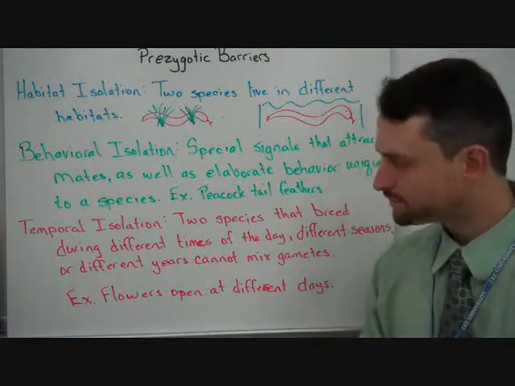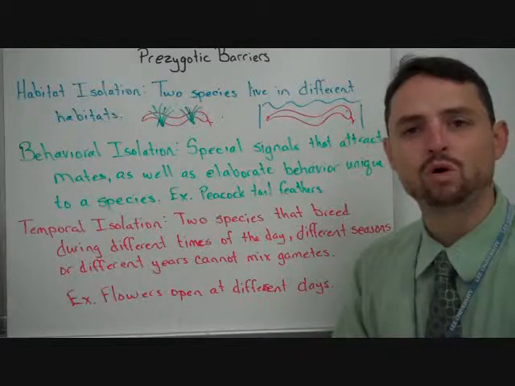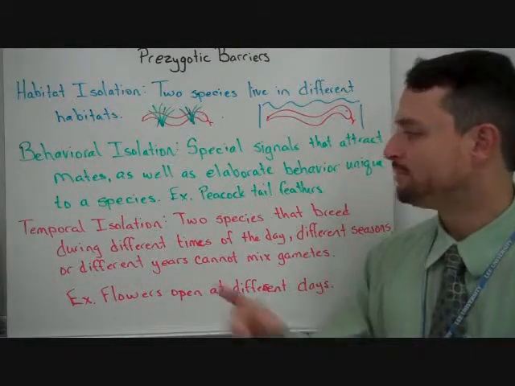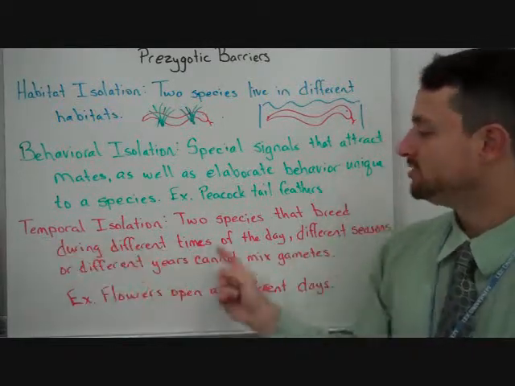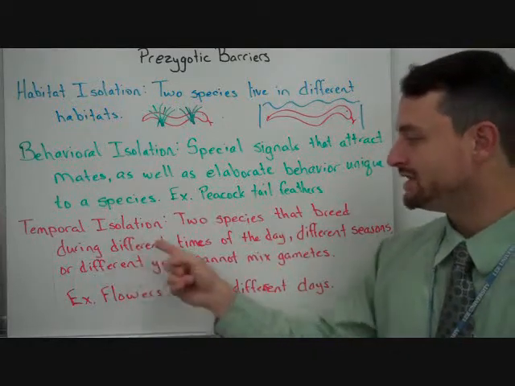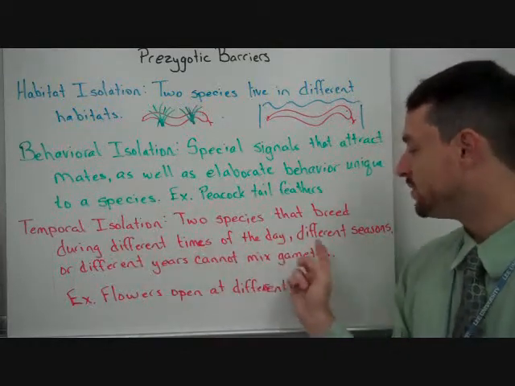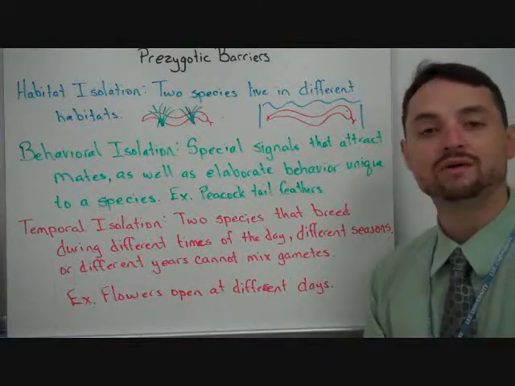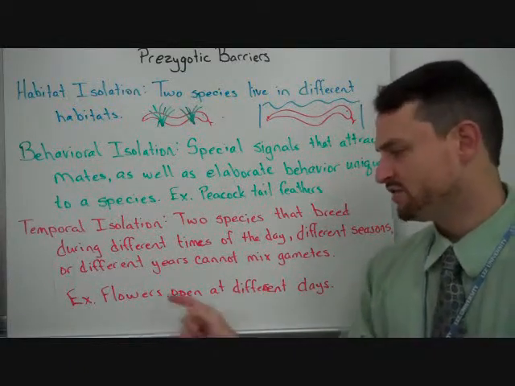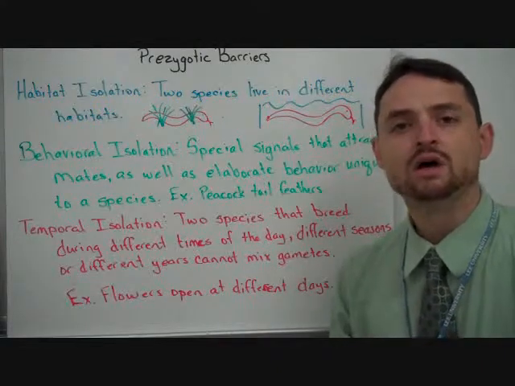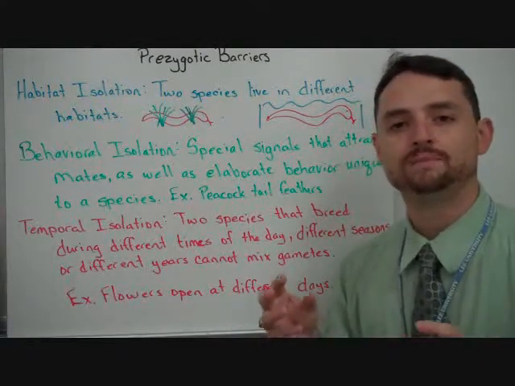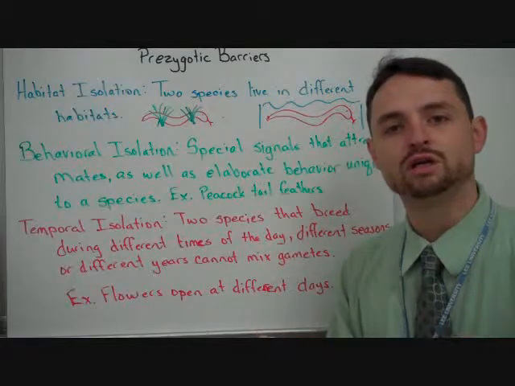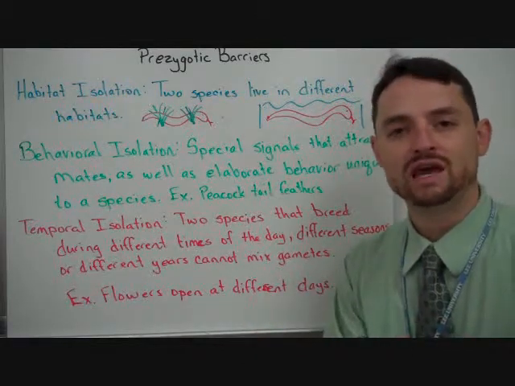The next is temporal isolation. Temporal meaning time. So two species that breed during different times of the day, or different seasons, or different years. And that way their gametes do not mix. And there are a lot of examples of this with flowers, where technically the pollen could fertilize the egg.